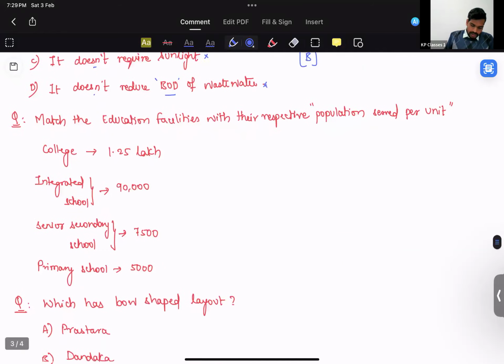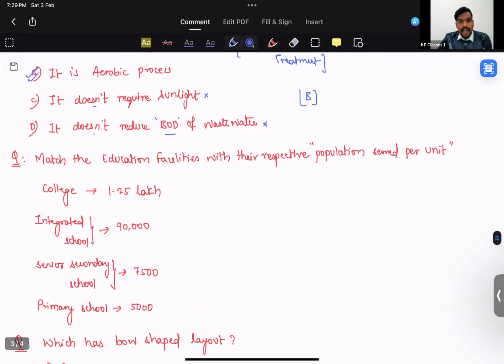The next one, there were different types of educational facilities, and this is based directly on the URDPFI guidelines. As per the URDPFI guidelines of the social infrastructure for different educational facilities, what is the population served per unit? I have matched it already over here, but it was given in the form of match the following. Even if you don't know the standard, you can try to select the option by looking at the order in which it grows.